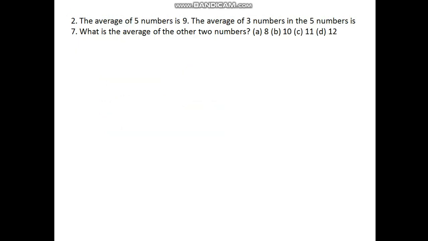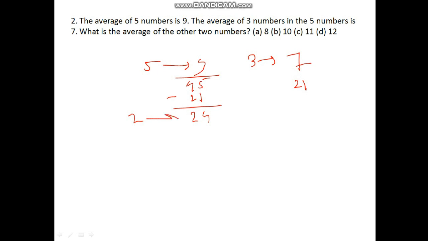Next one, the average of 5 numbers is 9. The average of 3 numbers among the 5 numbers is 7. What will be the average of the other two numbers? So the average of 5 numbers is 9, so the total is 45. The average of 3 numbers is 7, so the total is 21. If we subtract 21 here, we get 24. So the total of the two numbers is 24, so the average will be 12. Answer is D.